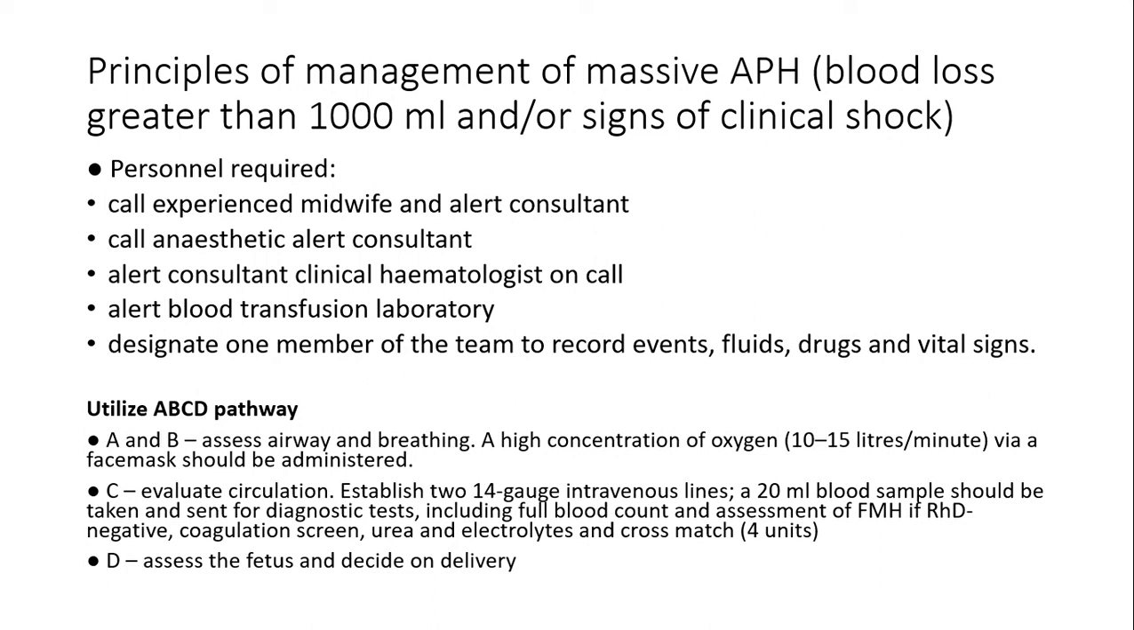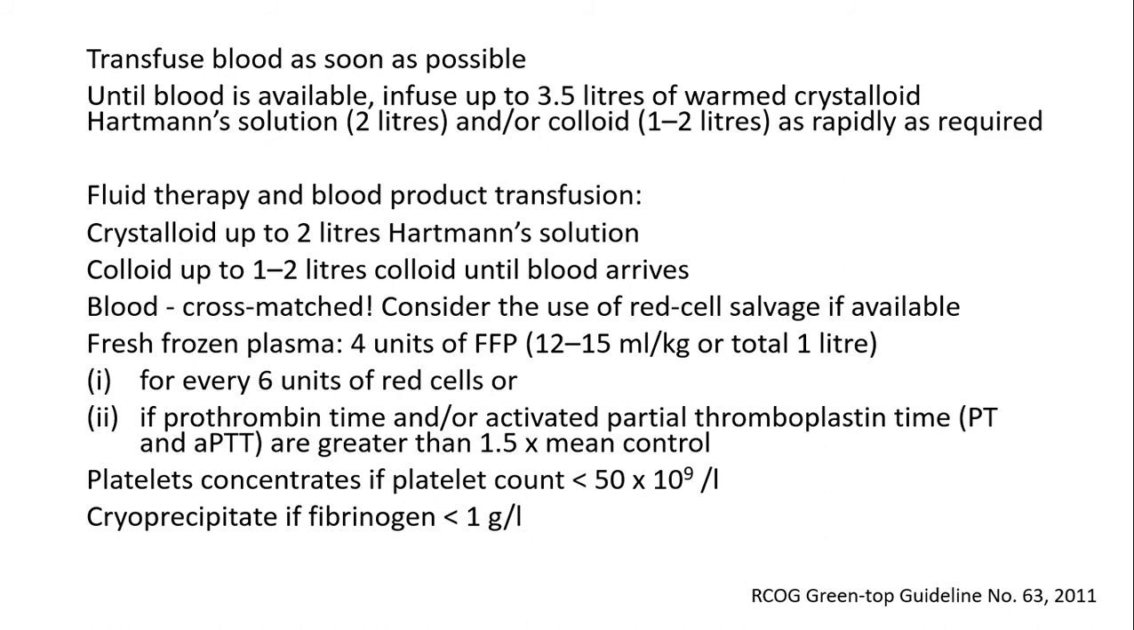And of course, utilize the ABCD pathway. A stands for airway, B for breathing, C for circulation of the blood, and D, assess the fetus and decide the type and the term of delivery. Transfuse blood as soon as possible. Until blood is available, infuse up to 3.5 liters of warm crystalloids, Hartmann solution or Ringer lactate solution, and colloid 1 to 2 liters as rapidly as required.